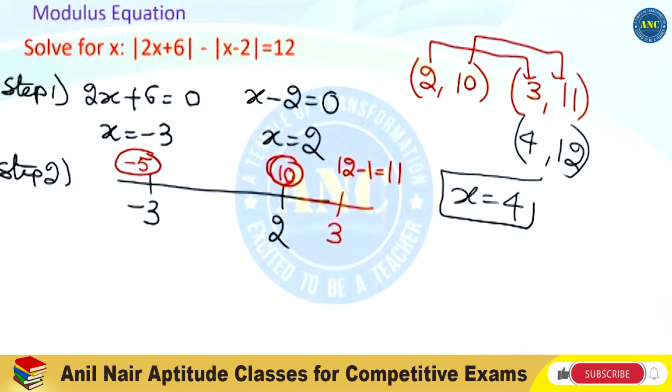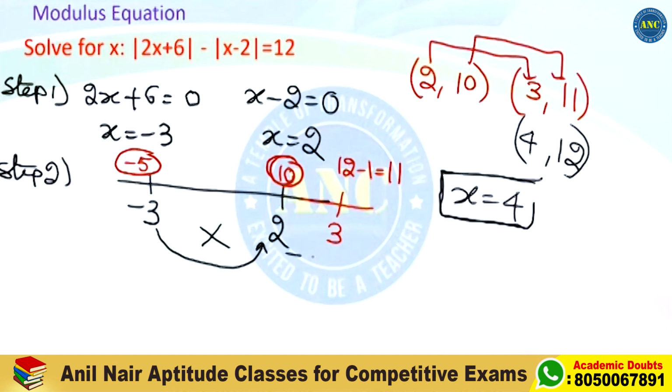Check it out in the question. 2 fours are 8, 8 plus 6 is 14, 14 minus 2 is nothing but 12. So x equivalent to 4 will satisfy the equation. So from minus 3 to 2 it is not possible. Greater than 2, I got a value x equivalent to 4. Let me check with a value less than minus 3.